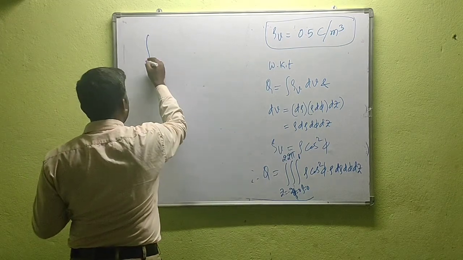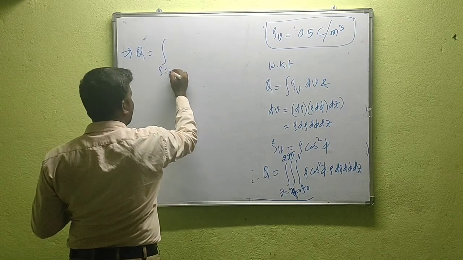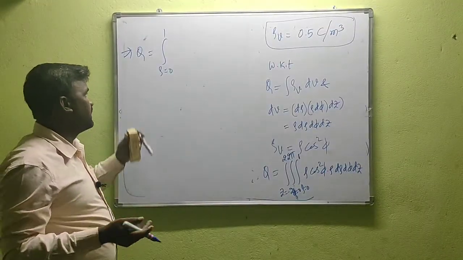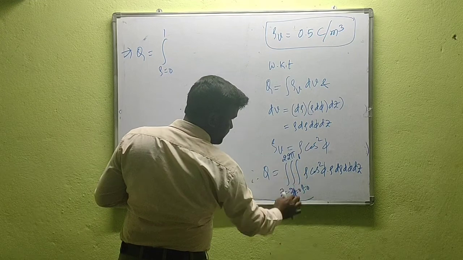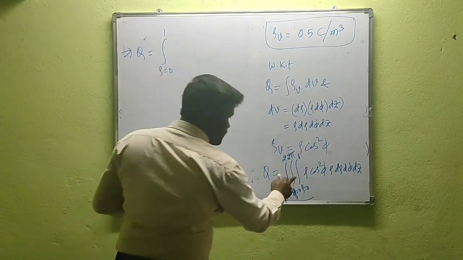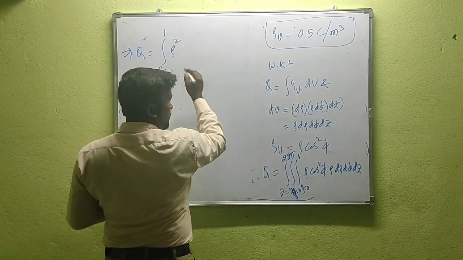So ρ is varied from where to where? It implies Q is equal to... ρ is varied from 0 to 1. So a cylinder of radius 1 meter. That's why ρ is varied from 0 to 1. What are the ρ components? Here I have ρ and here also ρ. So that is ρ into ρ, ρ² dρ.